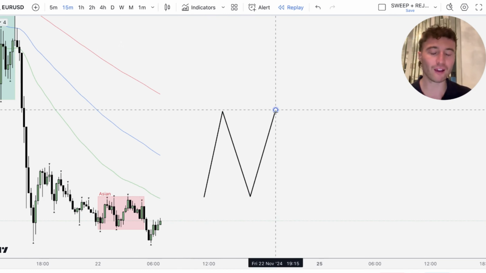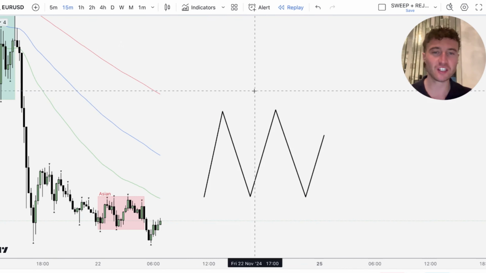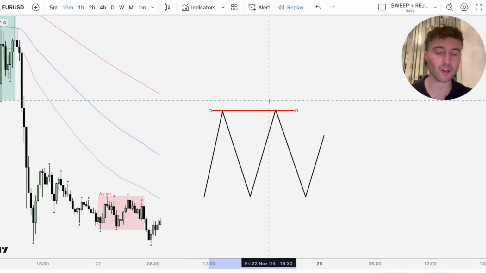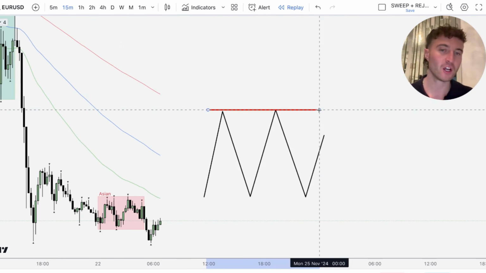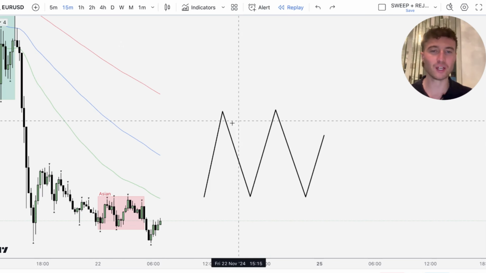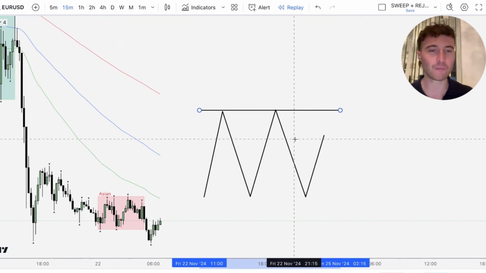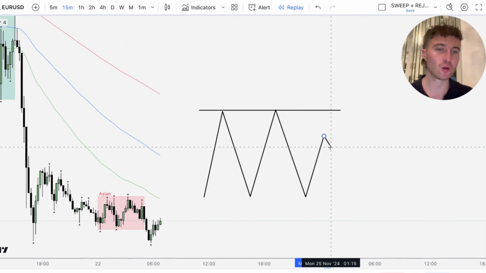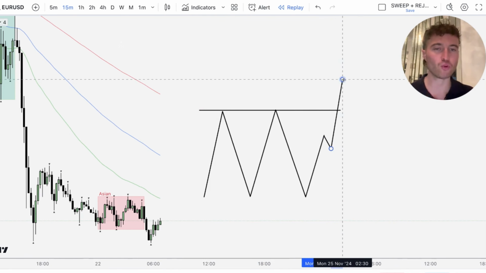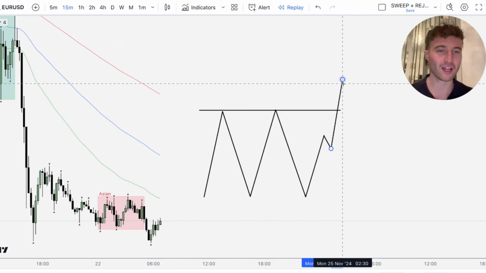For example, if this is the market structure right here, what you can see is price has made this sort of double top area, or let's just call it a significant high within the market. And all that we're simply looking for is a run of this buy side liquidity. So that's going to look something like this. This is going to break above like so. So price is going to come above like this.